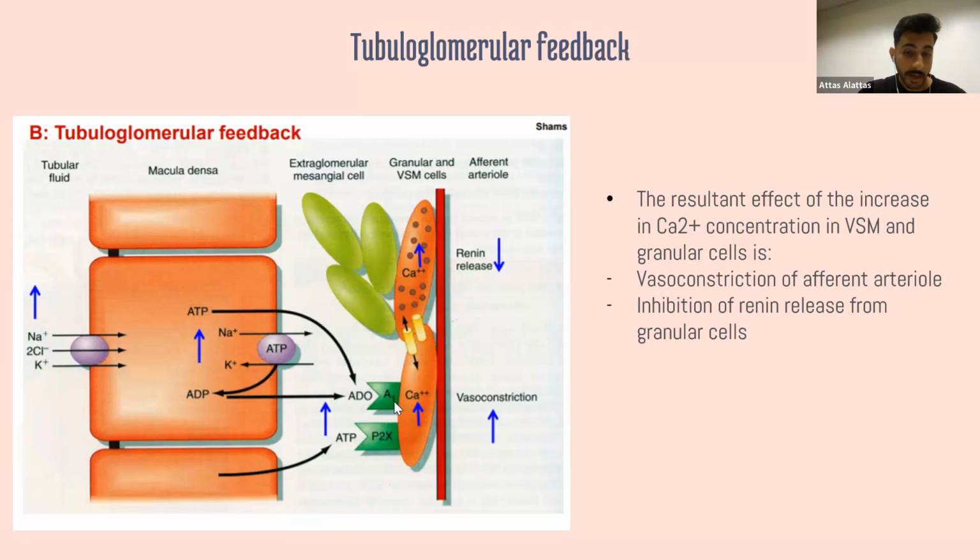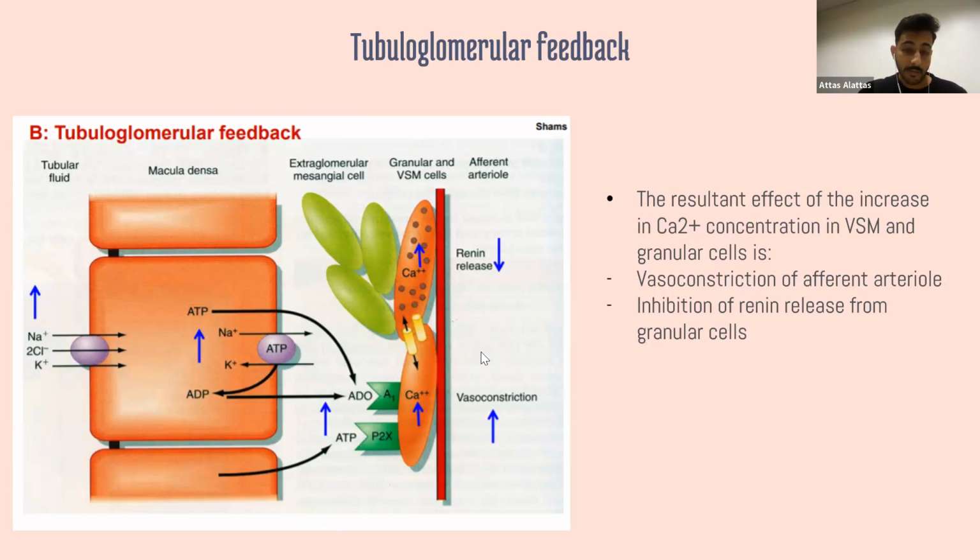So ADP will bind to its receptor A1. ATP will bind to its receptor B2X. And these two receptors will cause the calcium channels to open. Now, because the calcium channels are open in the vascular smooth muscles, they will cause vasoconstriction. So because they cause vasoconstriction of the efferent arteriole, we said that they will decrease the GFR.